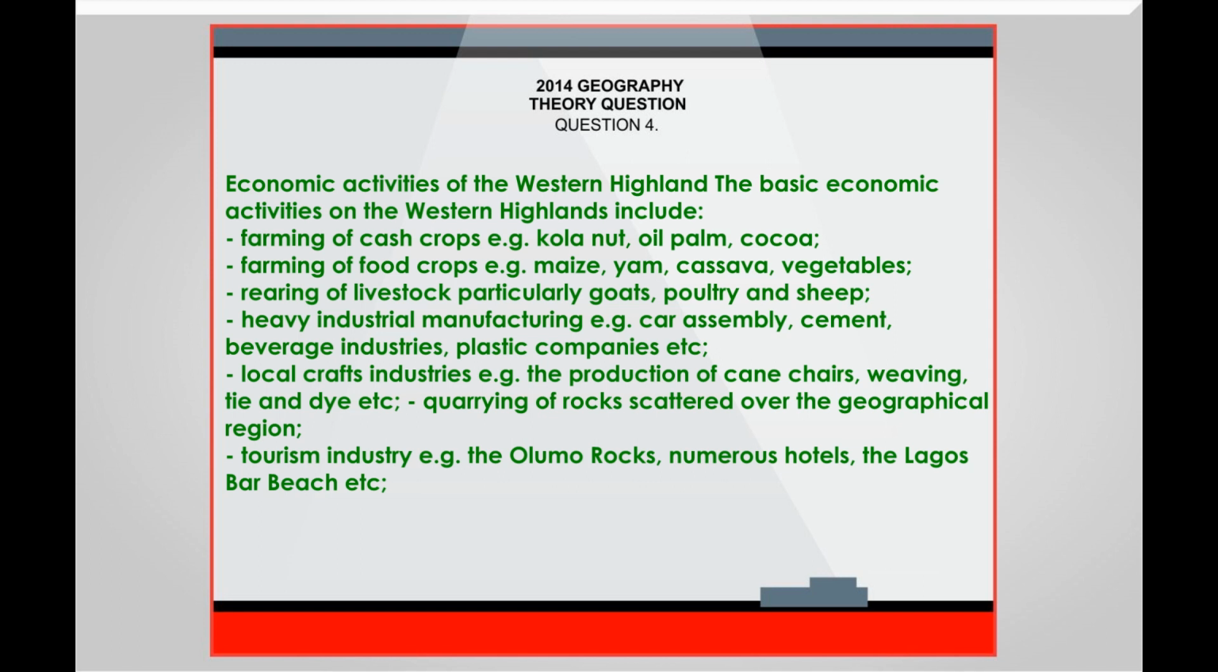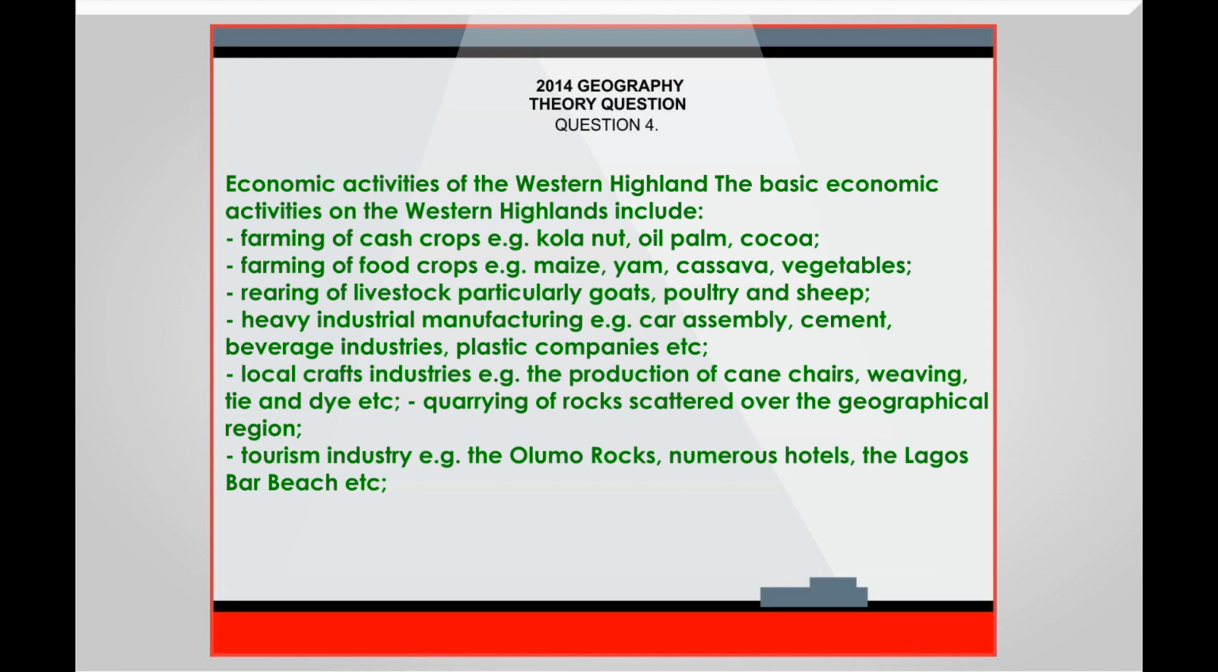Economic activities on the Western Highland. The basic economic activities include farming of cash crops, for example, kola nuts, palm oil, cocoa. Farming of food crops, for example, maize, yam, cassava, vegetables. Rearing of livestock, particularly goats, poultry, and sheep. Heavy industrial manufacturing, for example, car assembly, cement, beverage industries, plastic companies, etc. Local craft industries, for example, the production of mats, weaving, tie and dye, etc.